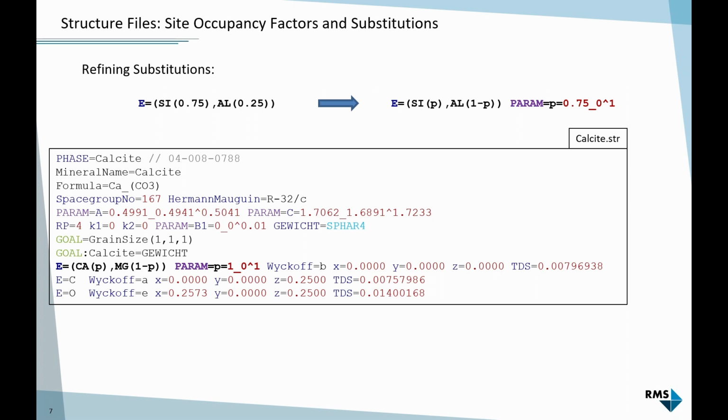So, for example, in the calcite structure, we could assume that there might be some magnesium replacing calcium. And this is what it looks like in real life. I do not forget to wrap this in parentheses, unlike when we just have one element in case of carbon and oxygen. And then we refine the ratio of the two ions.